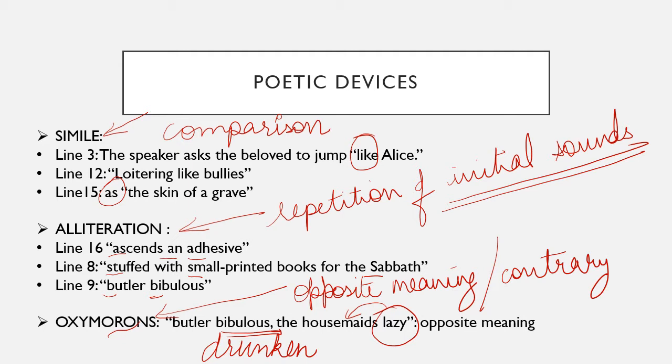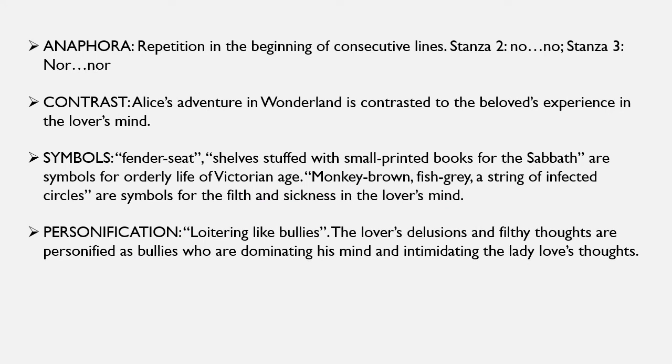So definitely being a lazy housemaid would be an oxymoron. Moving on, the next poetic device is anaphora. Anaphora is basically repetition, and we have done it in the beginning only. While doing the structure, this word anaphora was discussed. It also means repetition, as explained there, that the words no, no, nor, nor are repeated in the beginning of consecutive lines. When words are repeated like this, it is known as anaphora.